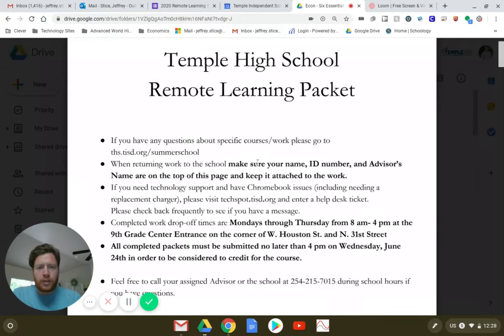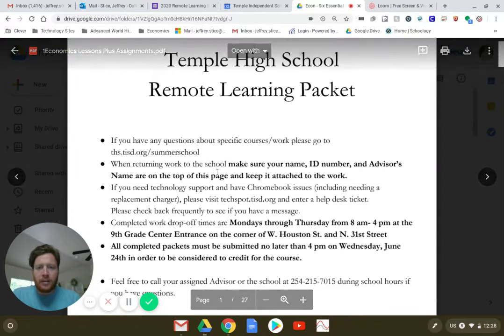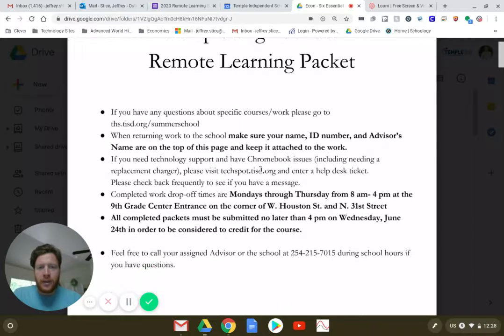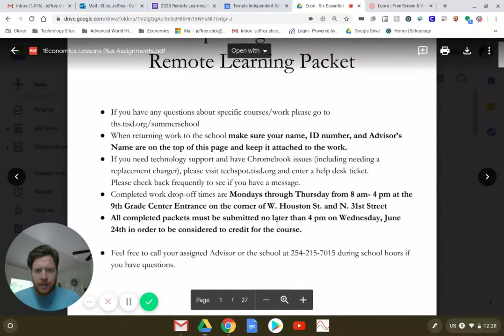Remember, when returning work to the school, make sure you have your name, ID number, and advisor's name on the top of this page, on the top of the packet, and make sure everything's stapled together nicely.